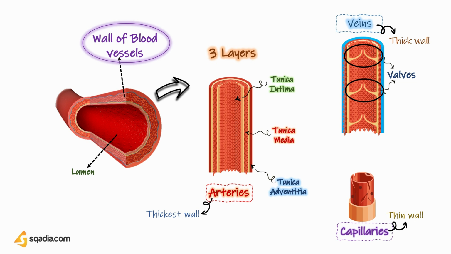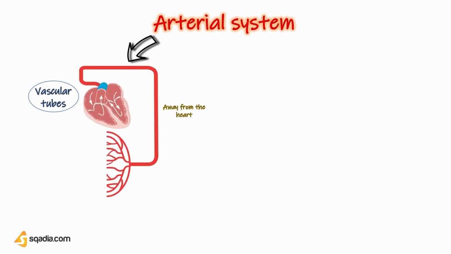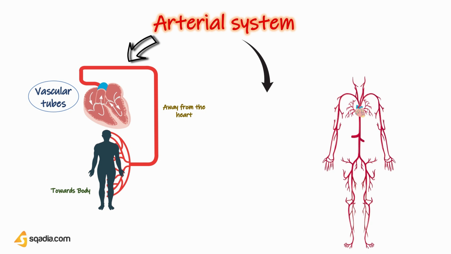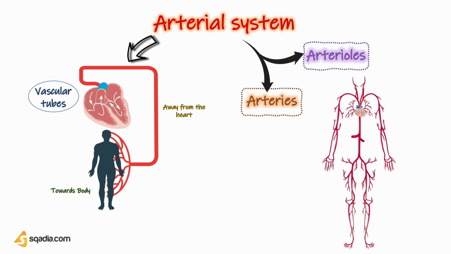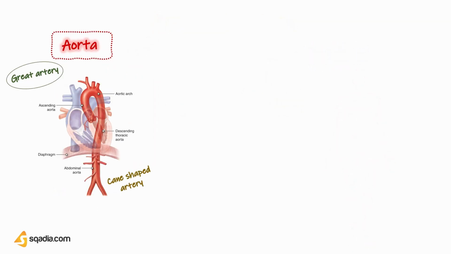After this brief anatomy, let's try to understand the physiology of these vessel systems one by one. Starting with the arterial system. Basically, all those vascular tubes are included in this system that are capable of carrying blood away from the heart towards the rest of the body. The arterial system comprises arteries and arterioles. Here, the largest artery in the body is the aorta. It is a cane-shaped artery that starts in the left ventricle of the heart.